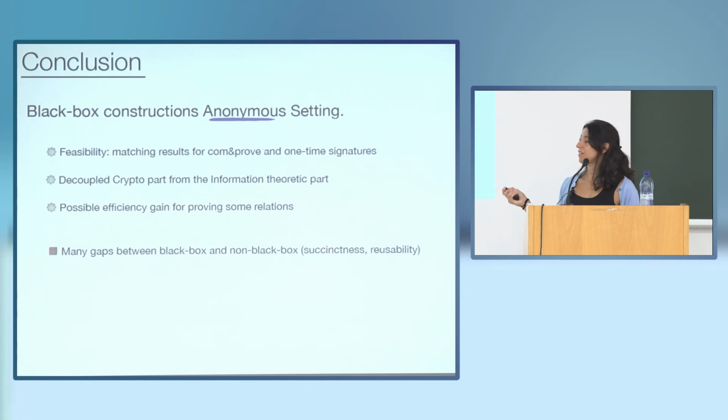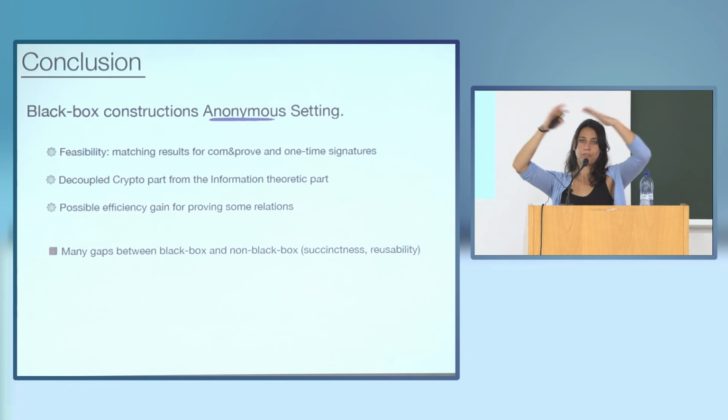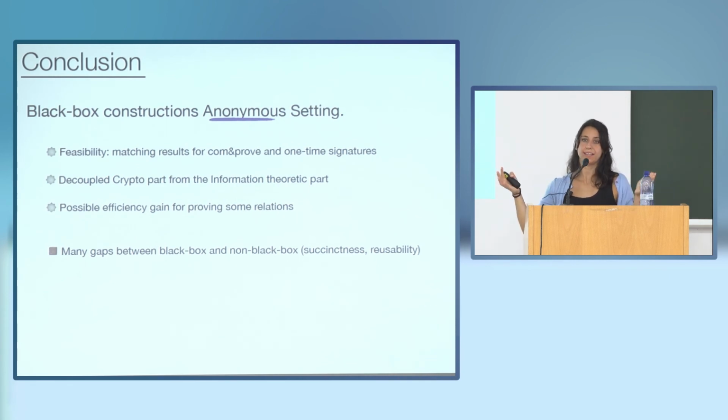But maybe there is hope to achieve succinctness. Right now, what we show is not succinct, in the sense that it grows with the size of the group. If you have n people you want to hide among, then your signature grows with n. So it would be nice to see if you can do something more succinct. And with this, I would like to conclude.